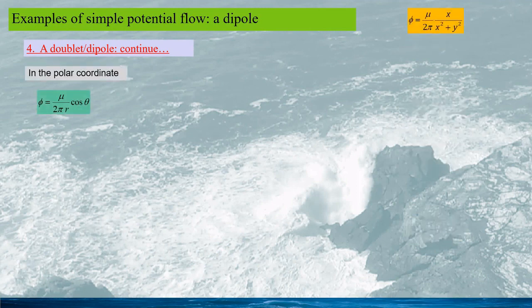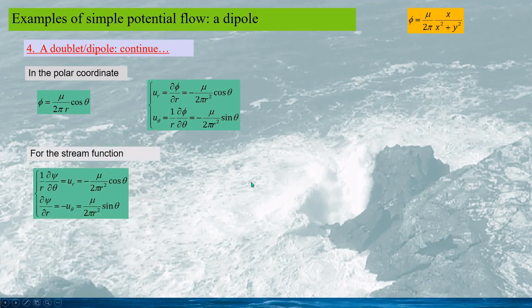So in a polar coordinate, the potential function can be expressed as this, and the corresponding velocity components are given by this. Based on the definition of the velocity component from the stream function, we have the equation as this. Thus, we can obtain the stream function for the doublet as this.